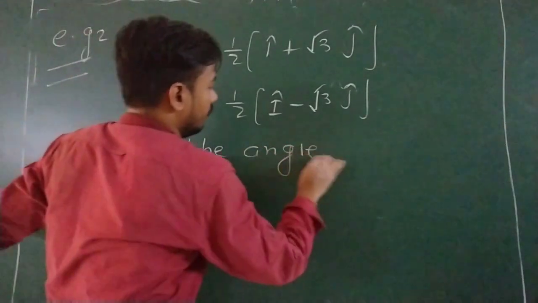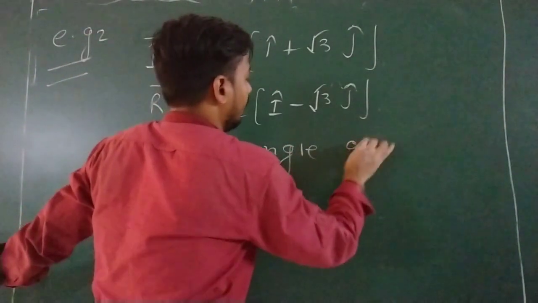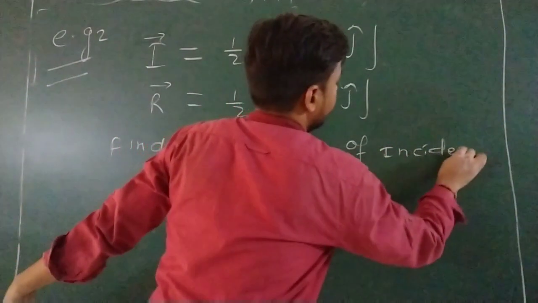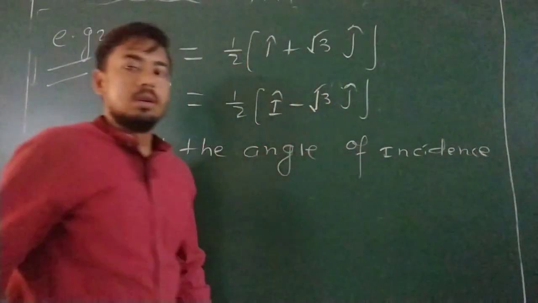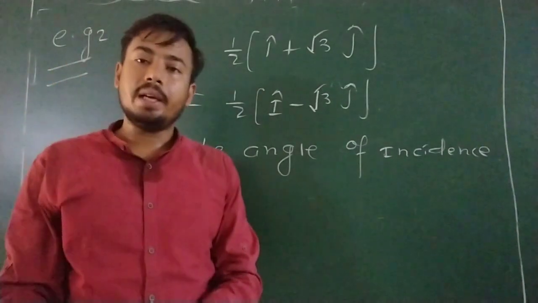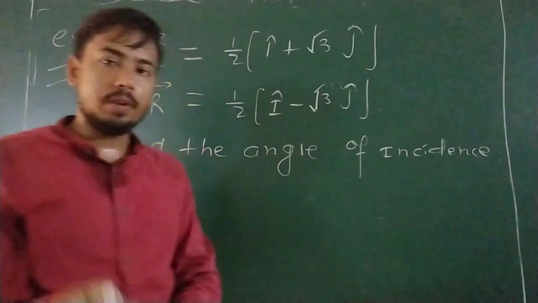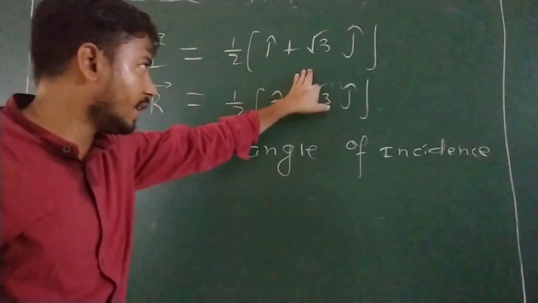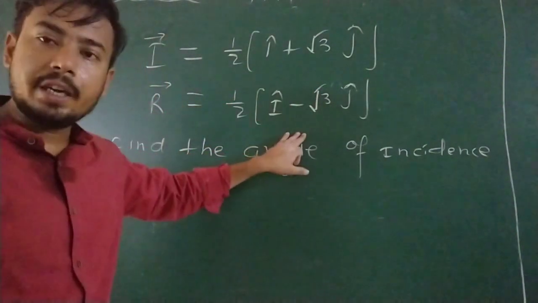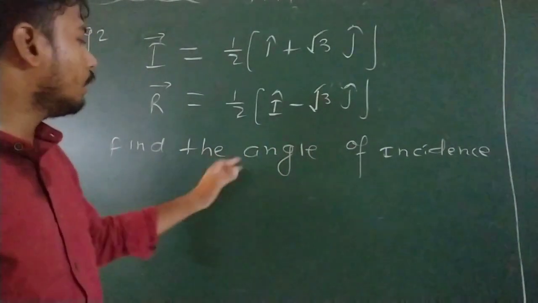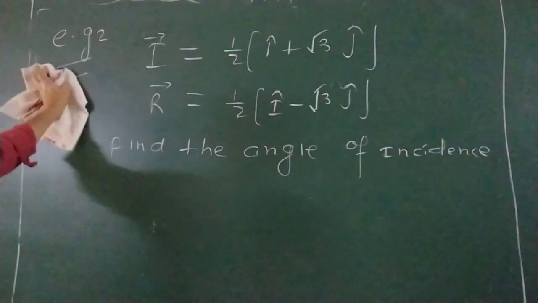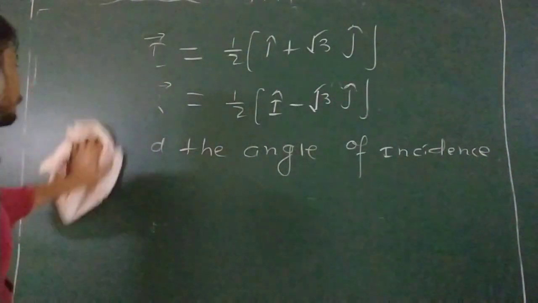Okay, so we have to calculate the angle of incidence. No issue. First see this question. The I vector is given, meaning the incident ray is given, and the reflected ray is given. You have to find the angle of incidence. So very easy. I am going to start solving this numerical.